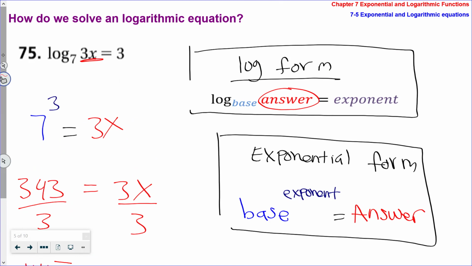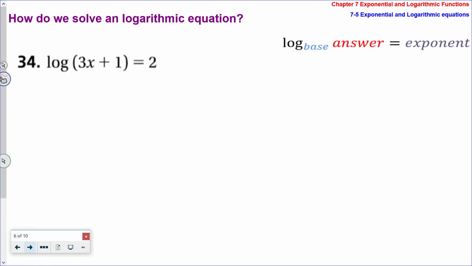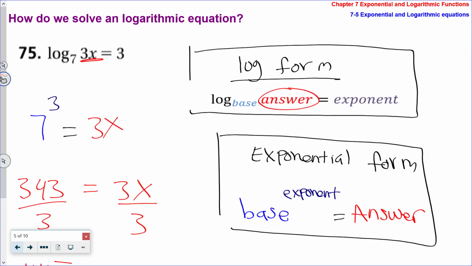Any questions? How did you get 7 to the third again? You just switched it, right? Yeah, we went from log form to exponential form. So 7 to the third equals 3x. Next example. Please copy this down, yes, Brianna.